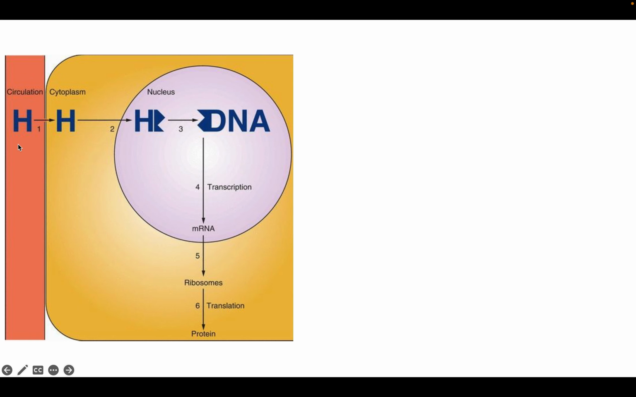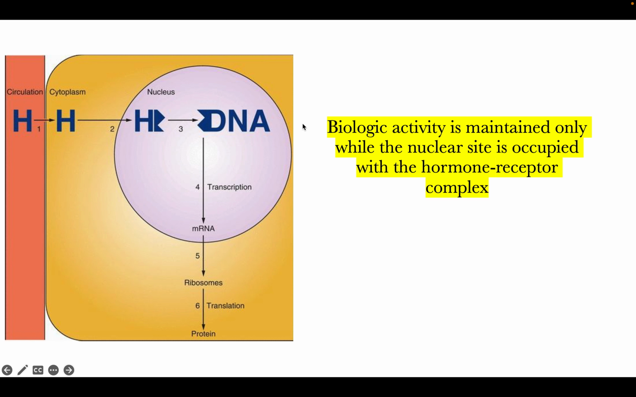Firstly, we will look at how the hormone receptor complexes are formed. So this is the circulation and this H is the hormone, this is the cell, cytoplasm and nucleus. As long as the hormone remains bound to the receptor, only then it is useful. The ability to further protein production happens only as long as the hormone remains bound to the receptor. So biological activity is maintained only while the nucleus is occupied with the hormone receptor complex. Maintaining that biological activity is very important because that only will lead to the production of the proteins.